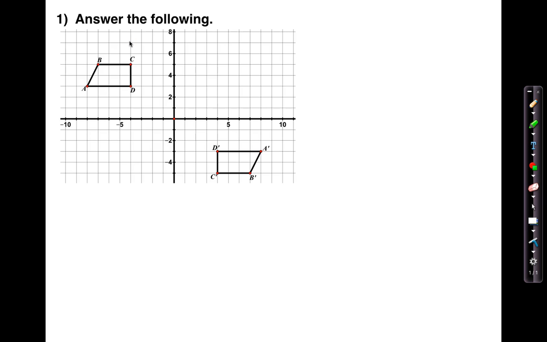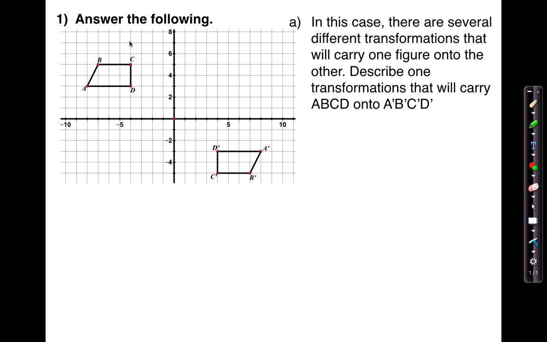So let's go ahead and jump straight into the very first example. It says, answer the following. For part A, it says, in this case, there are several different transformations that will carry one figure onto the other. Describe one transformation that will carry A, B, C, D onto A prime, B prime, C prime, D prime.